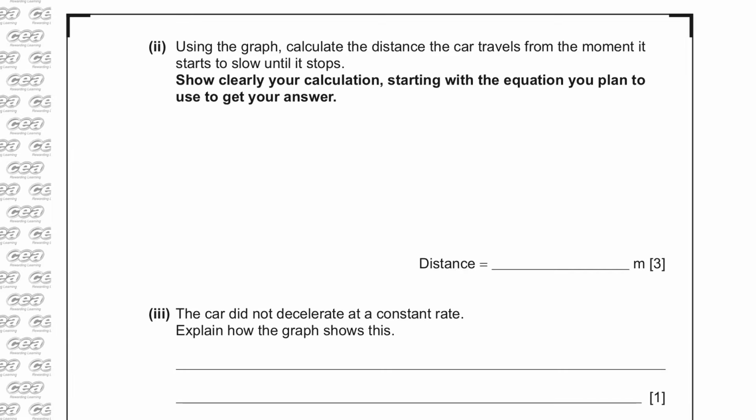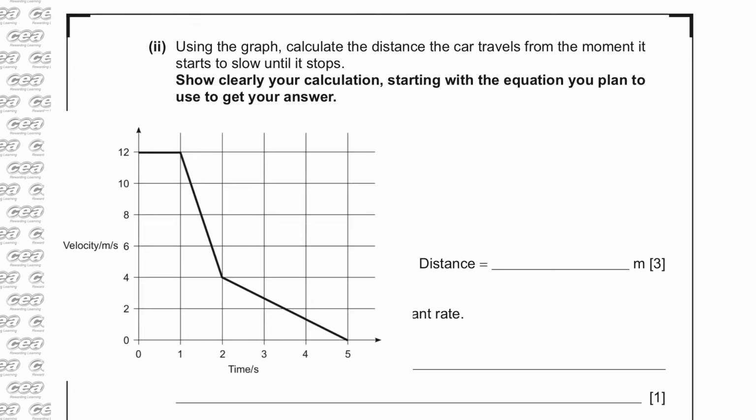Part 2. Using the graph, calculate the distance the car travels from the moment it starts to slow until it stops. Show clearly your calculations, starting with the equation you plan to use to get your answer. So let's have a look at this graph again. From the moment it starts to slow, well, that's from here. And to get the distance travelled from a velocity-time graph, we need the area. So we need to break this into zones.